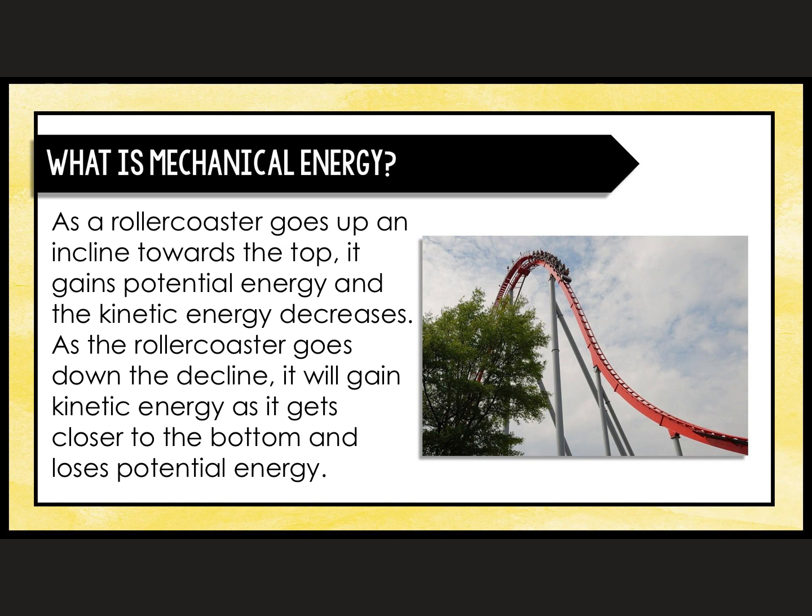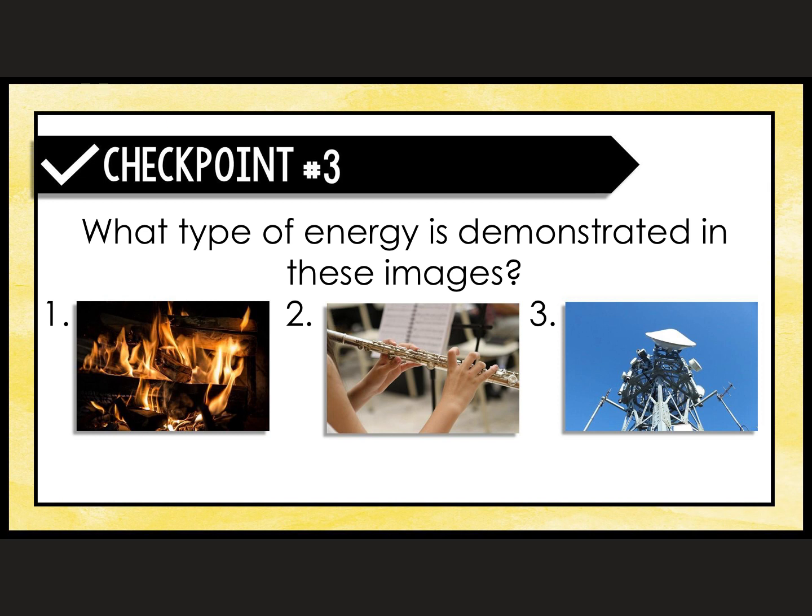Here's an example. As a roller coaster goes up an incline towards the top, it gains potential energy and the kinetic energy decreases. As the roller coaster then goes down the decline, it will gain kinetic energy as it gets closer to the bottom, and it loses the potential energy because it's closer to the ground now. So let's look at these three examples and decide what type of energy is demonstrated in each image. Pause the video and try this question.